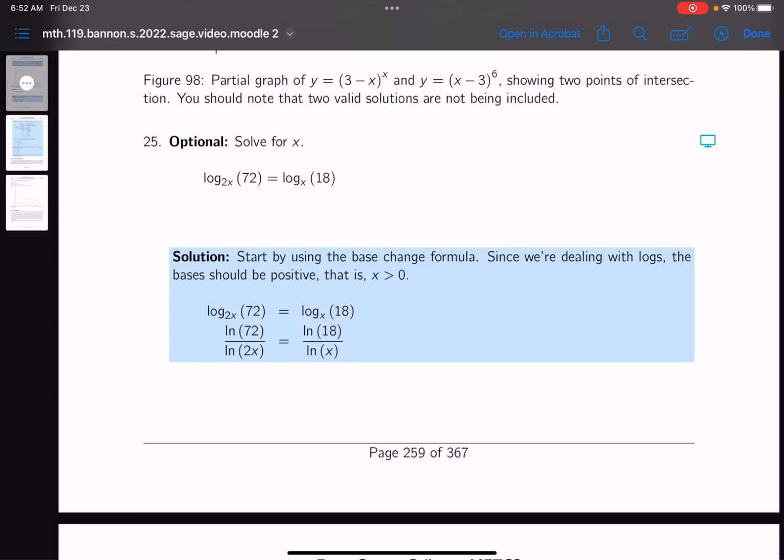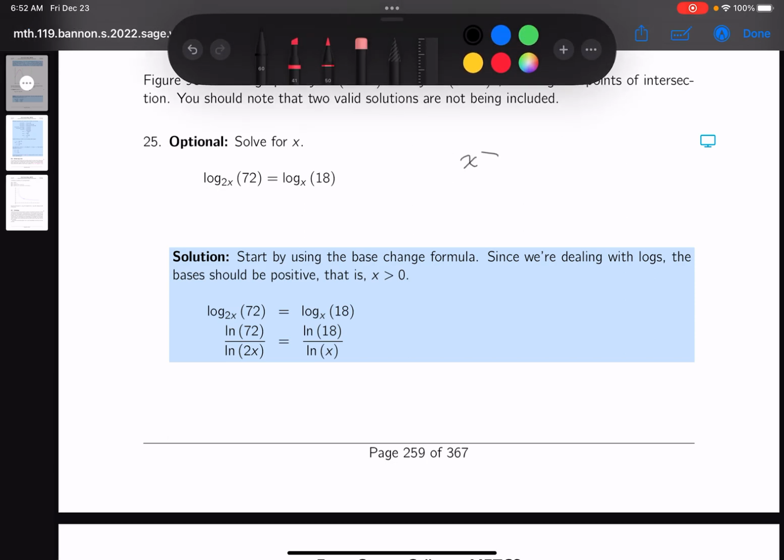Okay, before proceeding, I want to point out that the base of the log that we've discussed in this class, Math 119, the base, so here the base is x or 2x, so that means the x has to be greater than 0, all right? Also, we're going to say that the x shouldn't be equal to 1, all right?